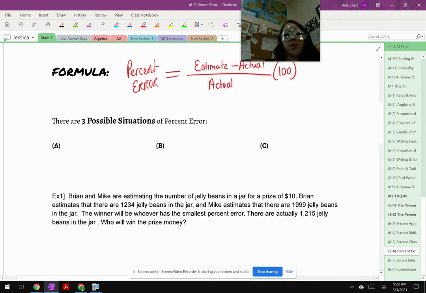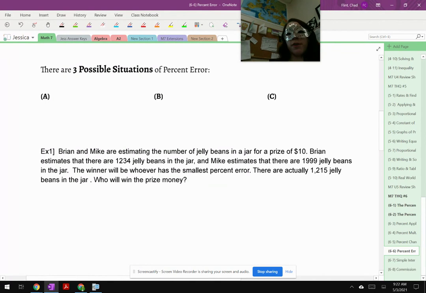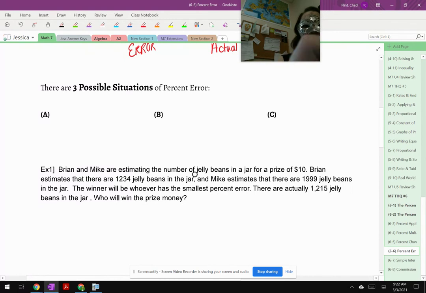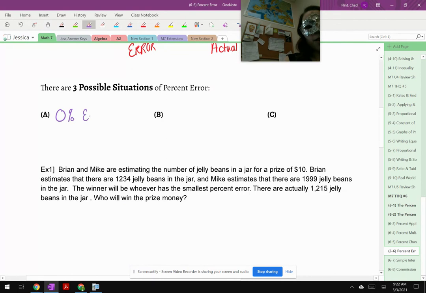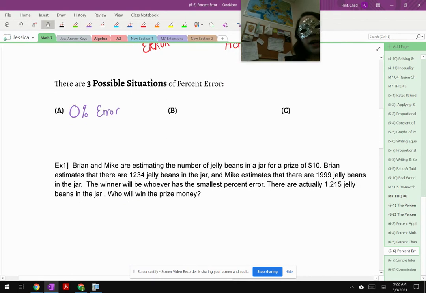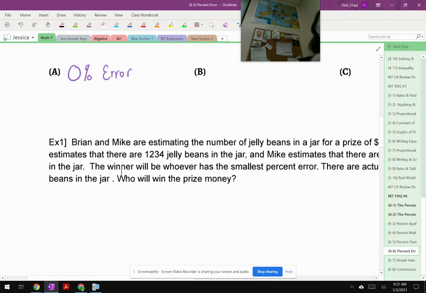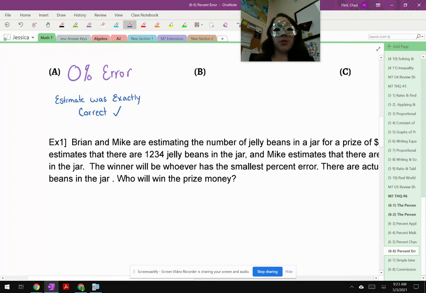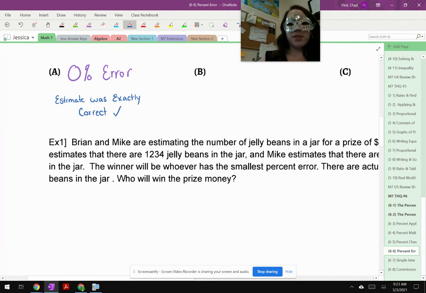When you're working with percent error, there are going to be three possible situations of error, three possible things that you could run into. The first one of those could possibly be having 0% error. And if you have 0% error, that simply just means that your estimate was exactly correct. You were spot on. Woohoo! Good job. You didn't have any error. You guessed exactly right. You would win the jelly beans.